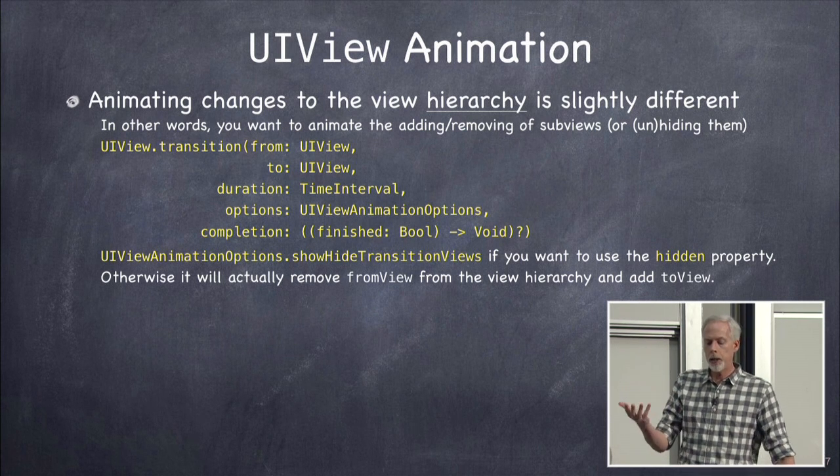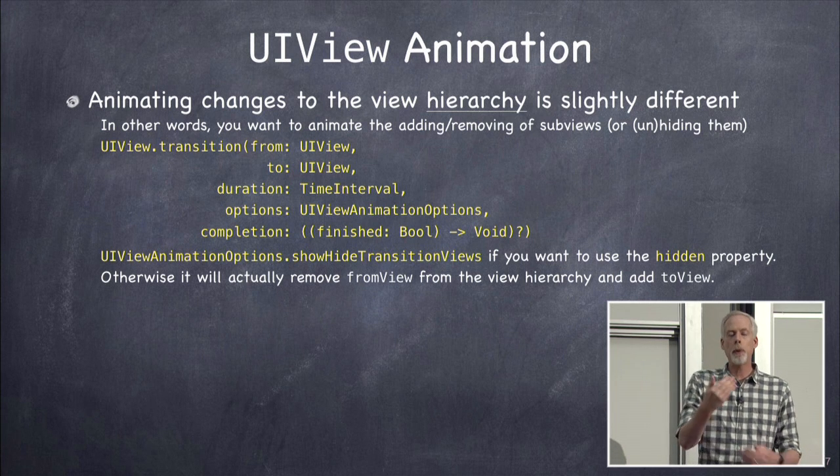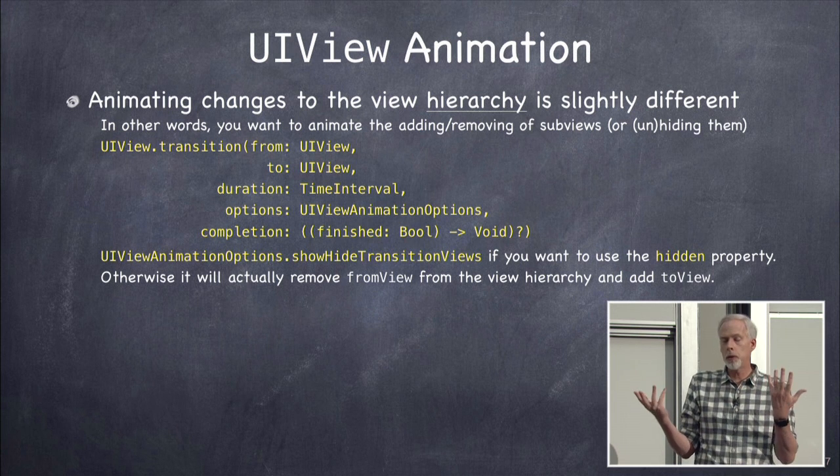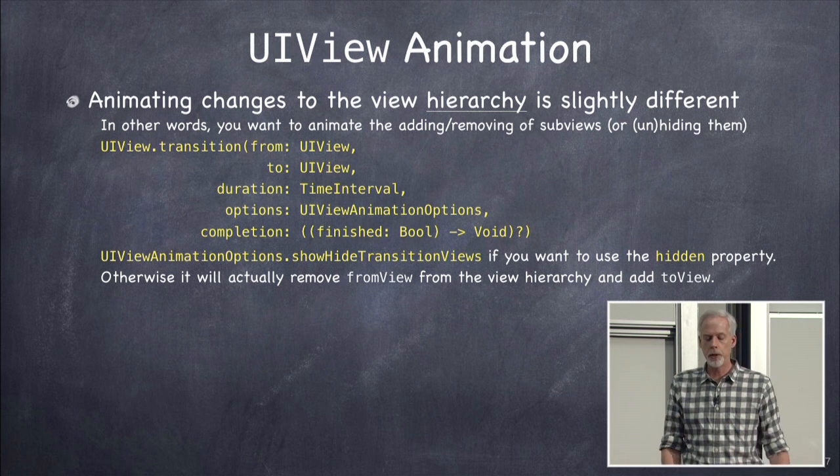And with this animation, you notice that there's no animation block, because implicitly what you're doing is replacing the one view with the other, going from one view to another. So you've got the new view all set up the way you want, presumably, and you've got the old view, and you just transition across.